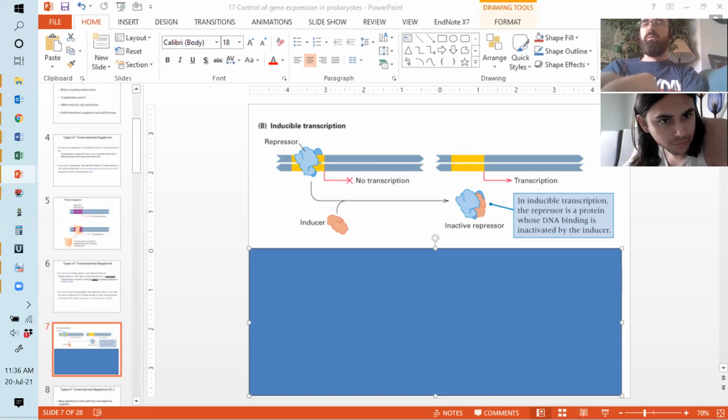In repressible transcription, the repressor will not bind on its own and needs a co-repressor to bind DNA and turn off transcription.